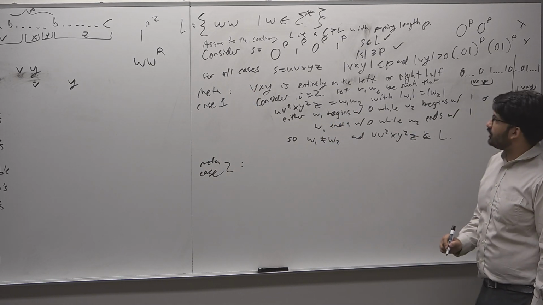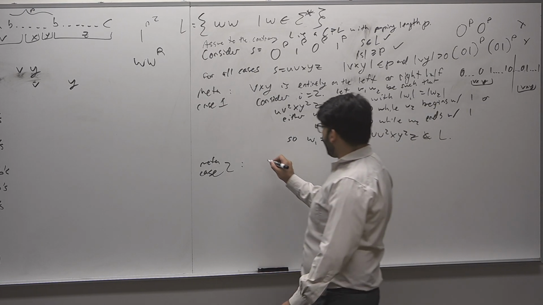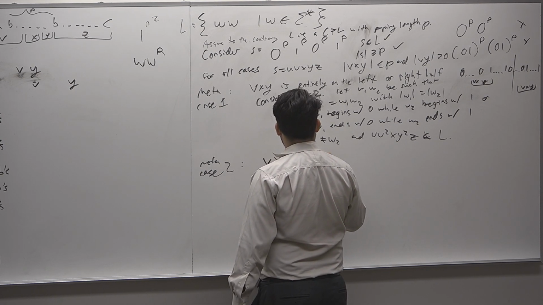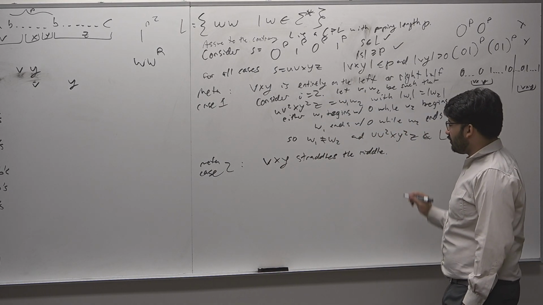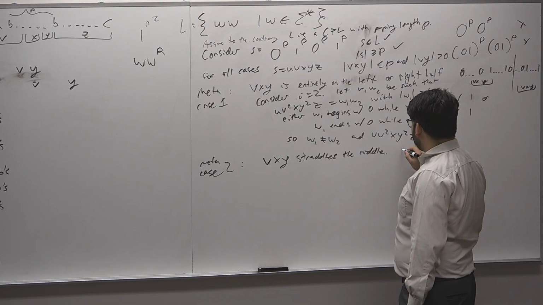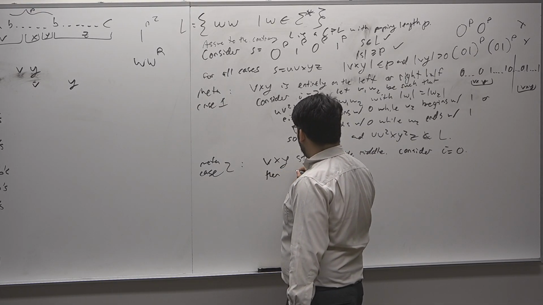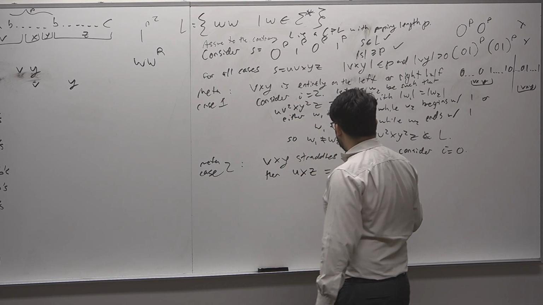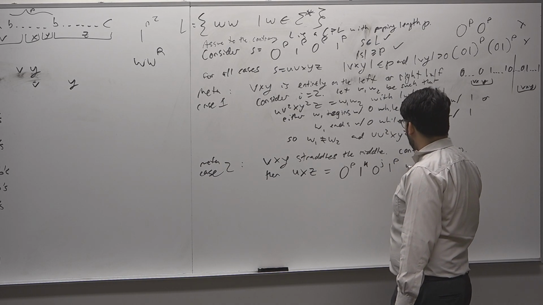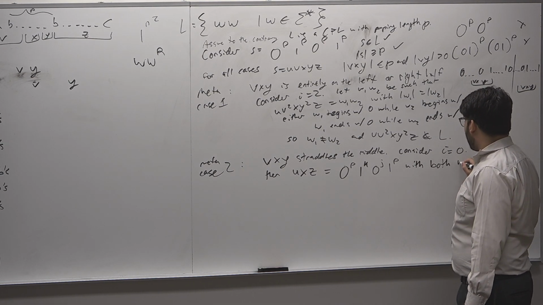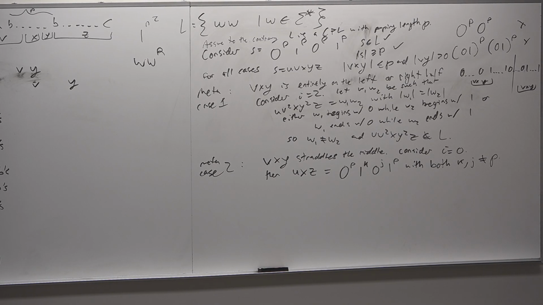So what's the logical negation of VXY is entirely on the left half or the right half? Yeah, VXY straddles the middle. The contradiction here is relatively simple but hard to find. Consider i is equal to 0. Then UXZ is equal to 0 to the p, 1 to the k, 0 to the j, 1 to the p, with both k, j not equal to p. So one or the other could be equal to p, but not both, right?